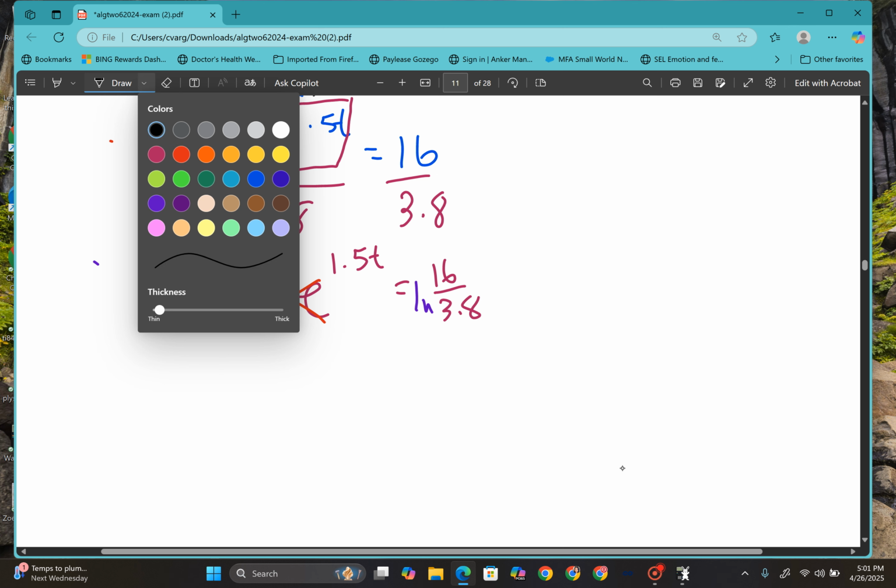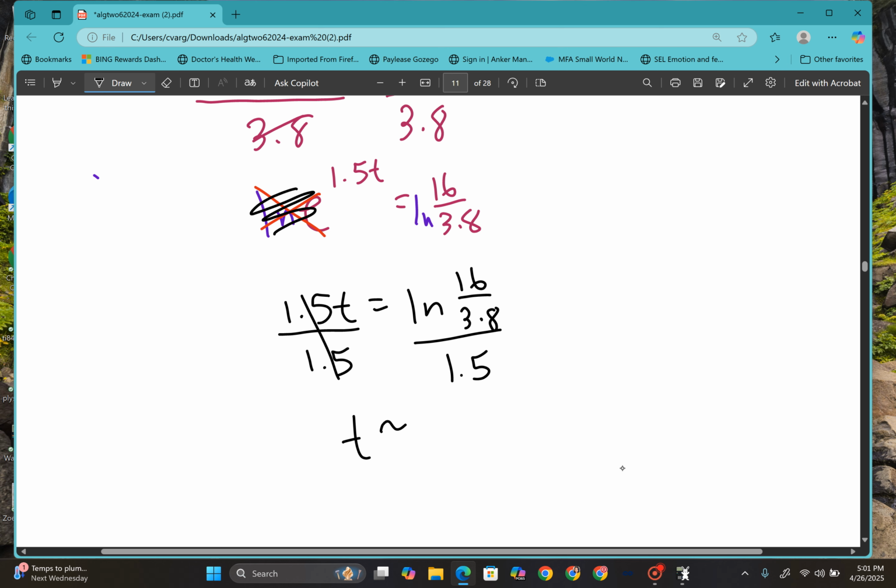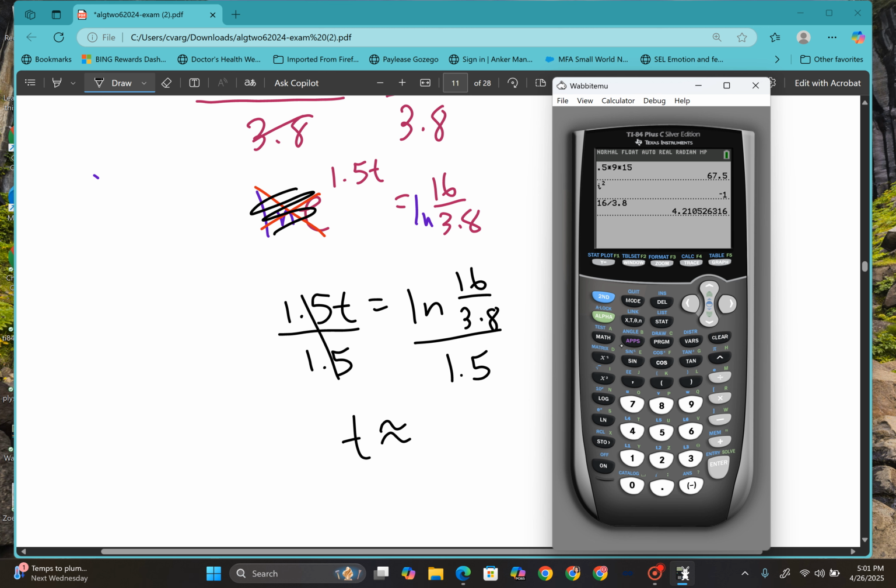Okay, so we have left 1.5t, because again, this canceled out, is equal to ln of 16 divided by 3.8. To get the t by itself, we divide both sides by 1.5. And now this is something that we can put into the calculator. So t is about, and I'm going to take my calculator here, alpha y equals to get my fraction symbol, I go ln, which is above the store button, and I'm going to put in my 16 over 3.8. Cool, I can close those parentheses. And then on the bottom, I have 1.5.